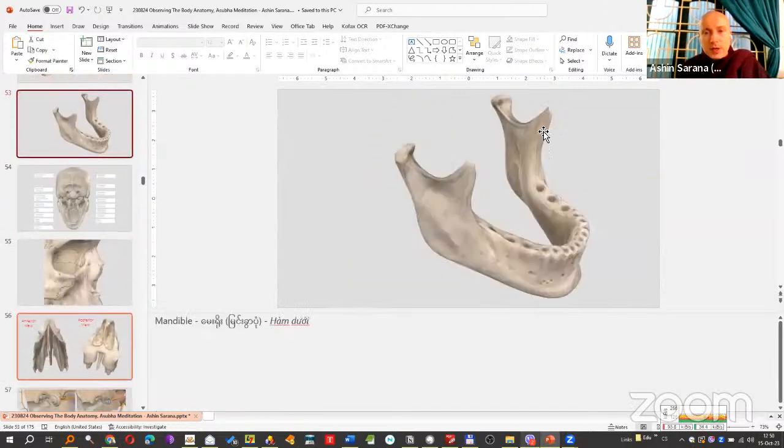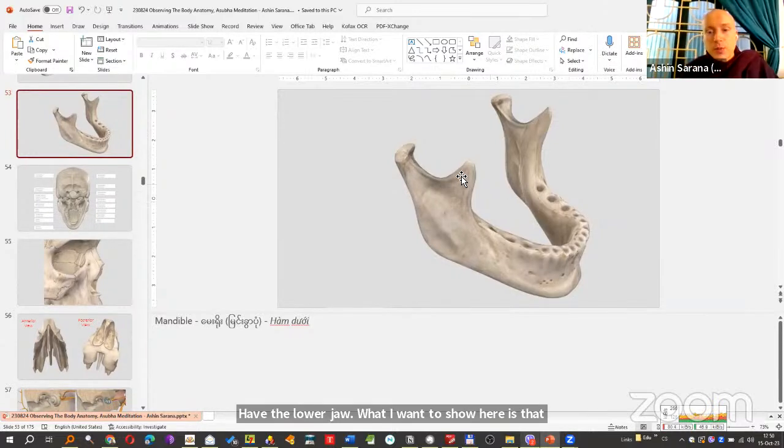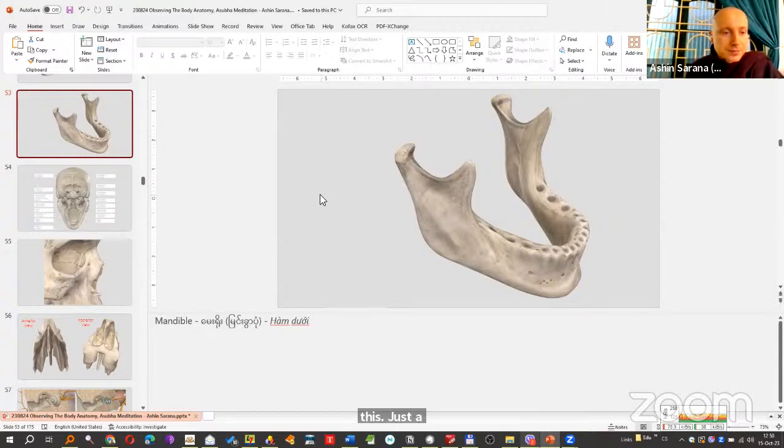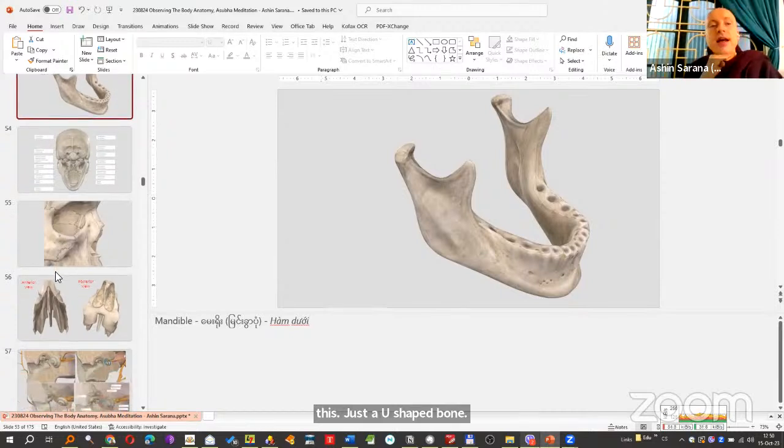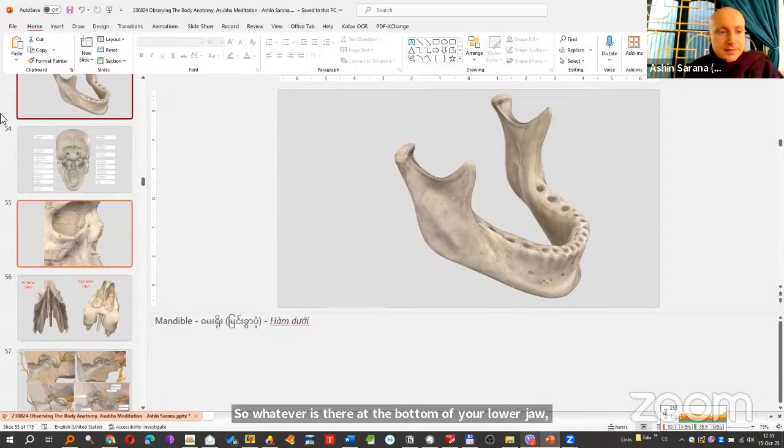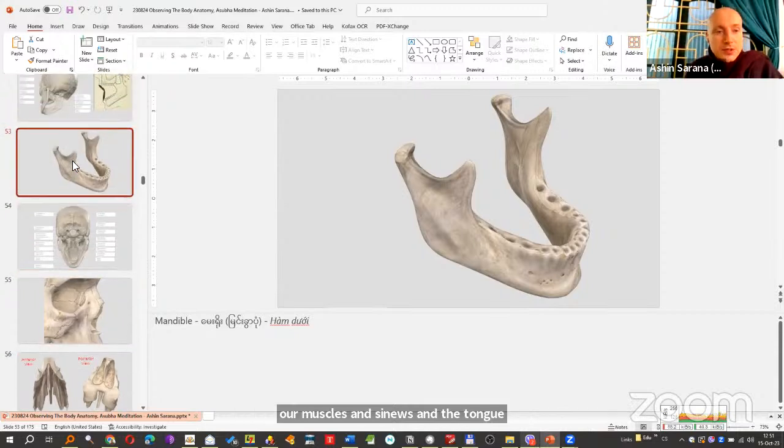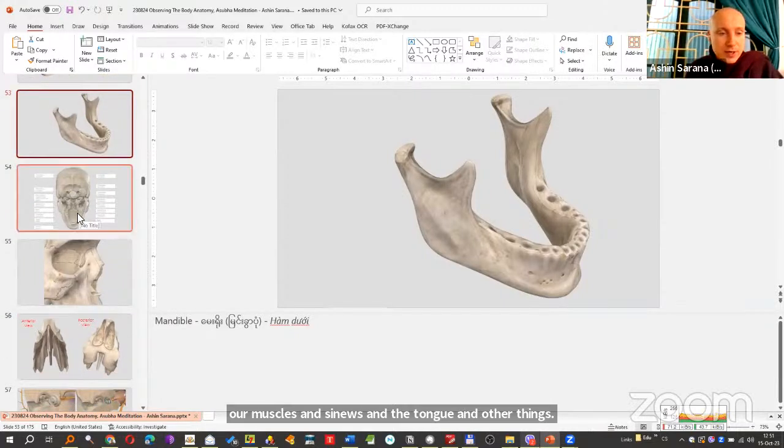All right, so now here we have the lower jaw. What I want to show here is that there is no muscle, no bone inside the lower jaw. It has the shape of a horseshoe, and it's just like this, just a U-shaped bone. So whatever is there at the bottom of your lower jaw are muscles and sinews and the tongue and other things. And there are, of course, glands, very important.